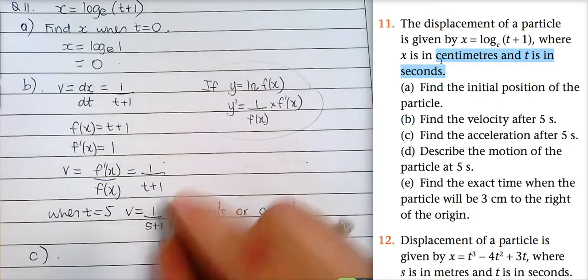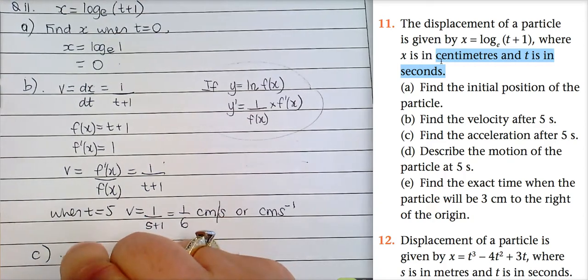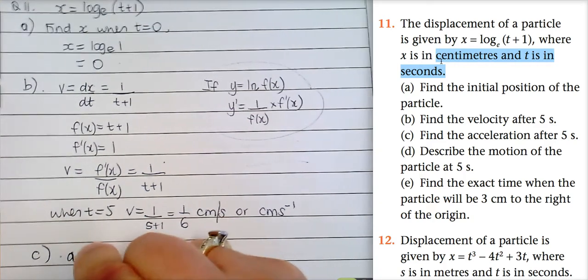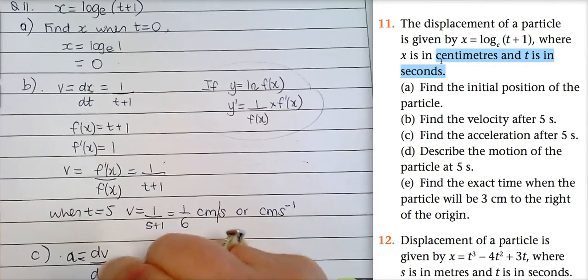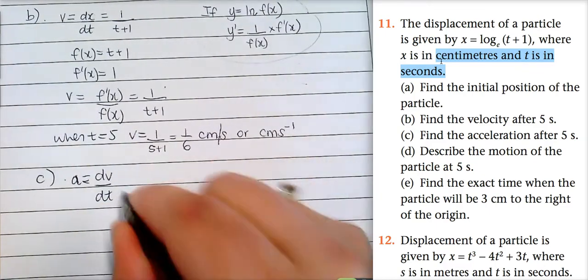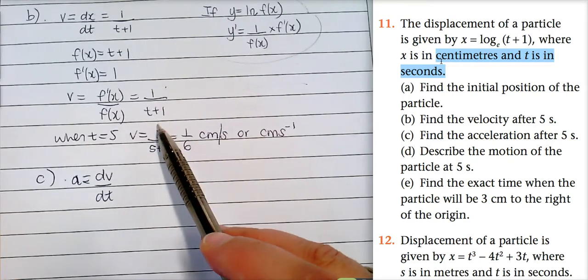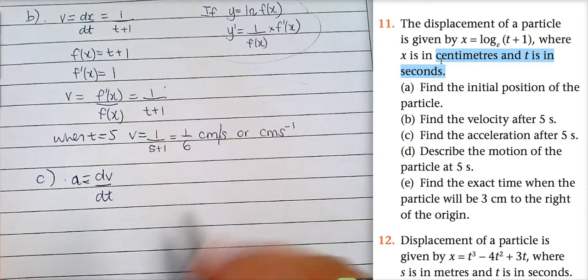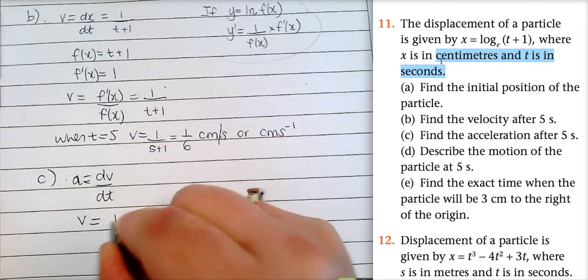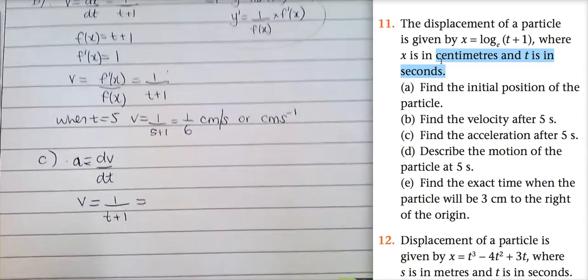So how do you differentiate that? Remember, a is dv dt, which is the derivative of that. Now, girls, you don't have to use the product rule. So I'm just going to write v equals 1 over t plus 1. How can I rewrite that? t plus 1 to the -1.